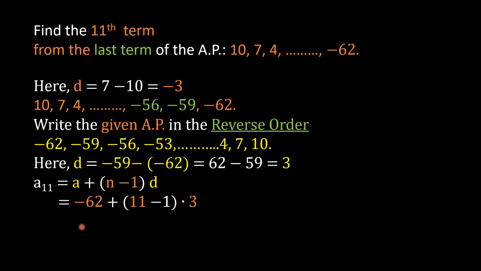We get a_11 = −62 + (11 − 1), 11 minus 1 is 10. 10 multiplied by 3 is 30. So −62 plus 30 will be −32. So the 11th term from the last term of this AP will be −32.